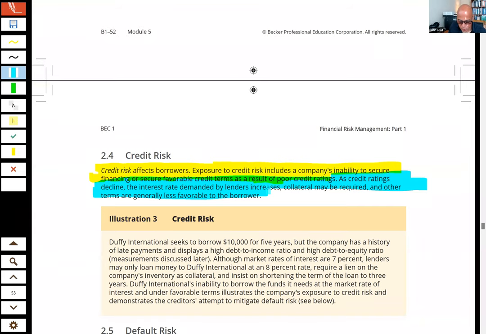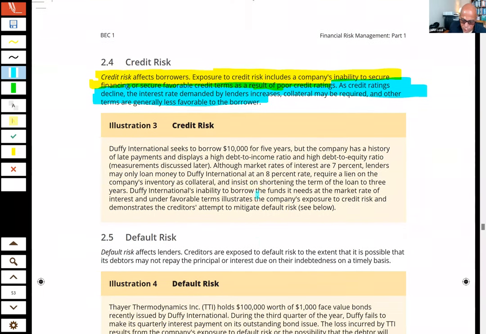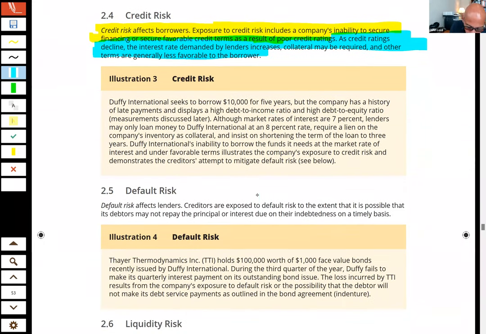And I don't think we need to look at that example. That's pretty self-explanatory. Default risk is the risk that somebody will not be able to pay us back. And we can mitigate our default risk by, again, asking for collateral or by lending money only to individuals with a higher credit rating, et cetera.